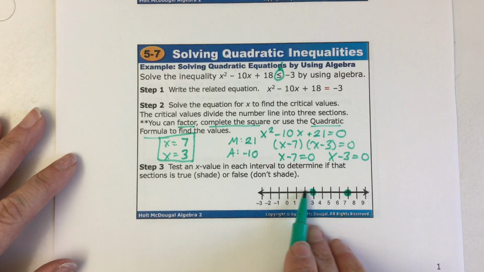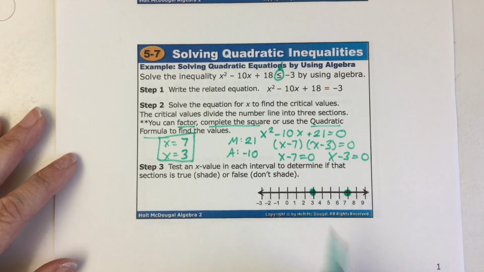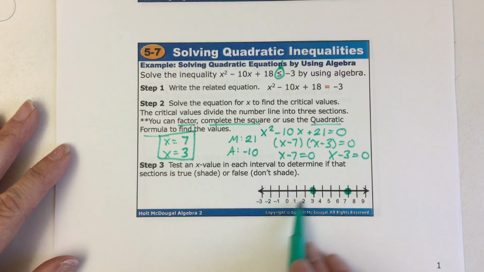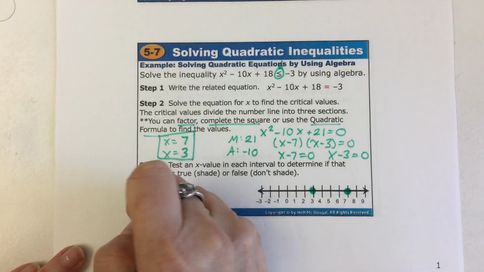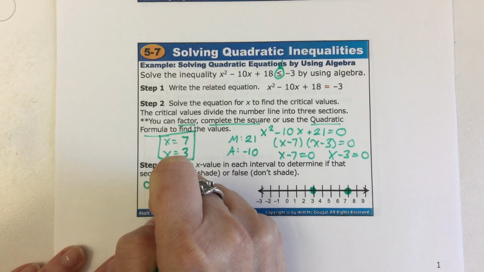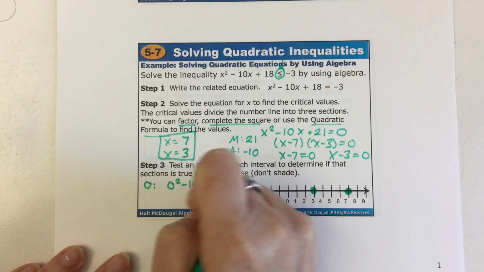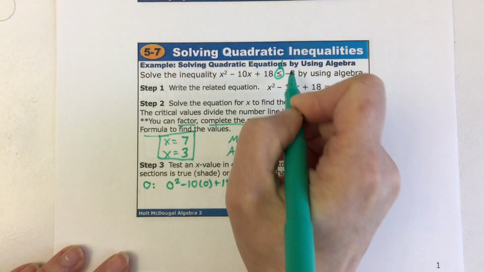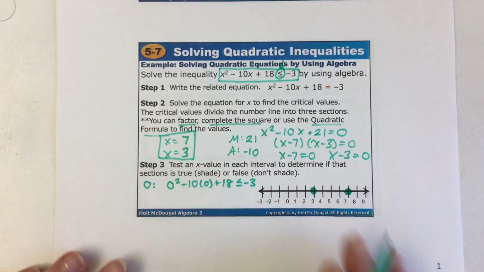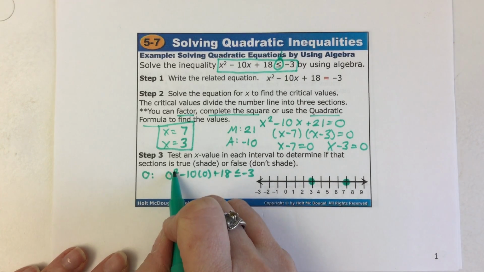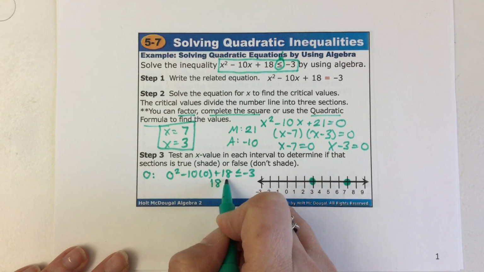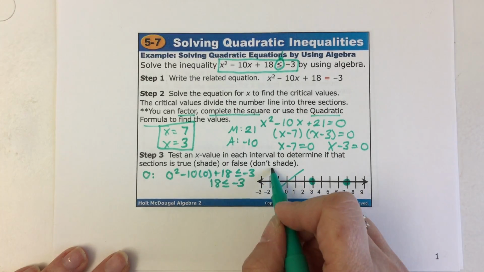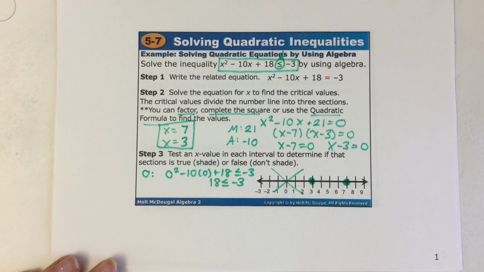Now notice that what we have here, we have 3 different segments. So I need to know, is this true or false? So if I try 0, if I go 0 squared minus 10 times 0 plus 18 less than or equal to negative 3. And notice when I test, I go all the way back to the original problem. This would be 0, this would be 0. So my statement says 18 is less than or equal to negative 3. That's false, so I do not shade that region.